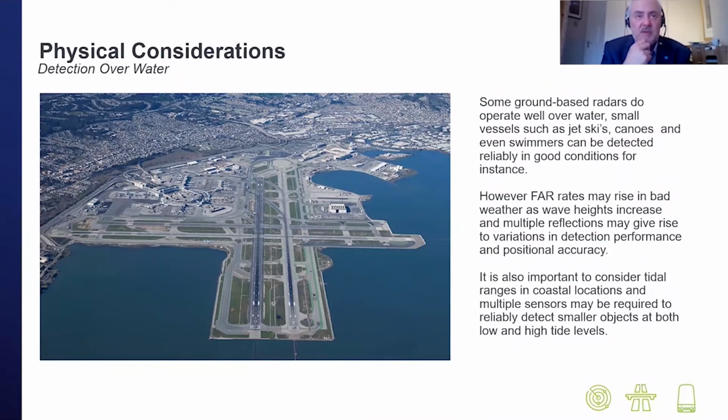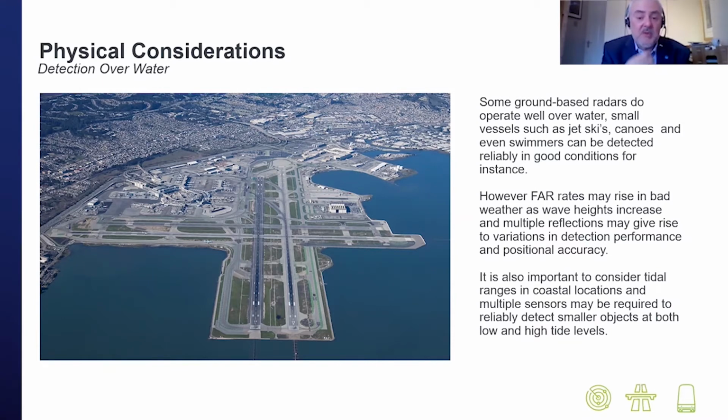Okay, detection over water. Ground-based radars work just as well over water, really, and small vessels such as jet skis, canoes, and even swimmers very close in can be detected reliably in good calm conditions. However, the false alarm rates might rise in bad weather as the wave heights increase, giving rise to multiple reflections, which may cause false alarms, but also will cause variations to the detection performance and accuracy as well. So if you've got very large waves, boats can disappear behind these if they're severe enough.